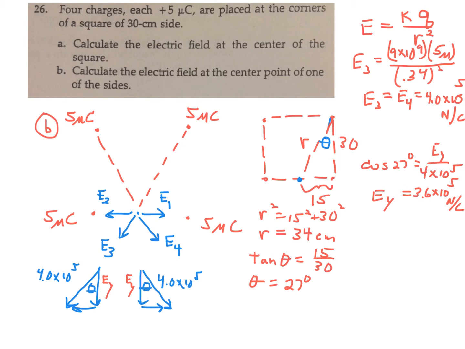But that's each one of those individually. The net field now is just the sum of those two. In other words, just double that. So my final answer is E net equals 3.6 times 2, which is 7.2 times 10 to the 5th newtons per coulomb. And that would be perpendicular and outward at each side.